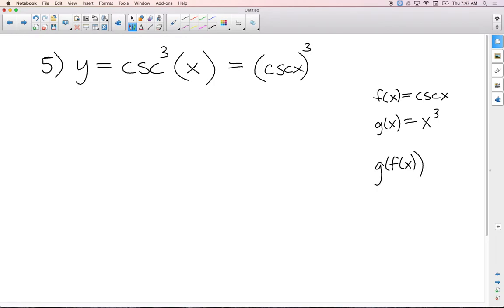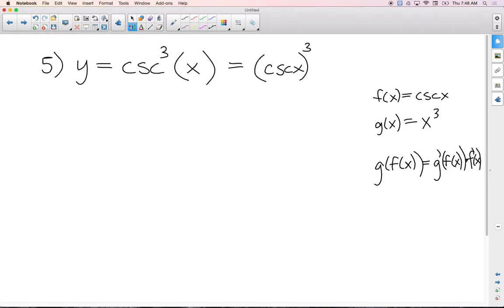The way the chain rule works is it's the derivative of the outside, evaluated in terms of the inside, times the derivative of the inside. Let me say that again: the derivative of the outside in terms of the inside times the derivative of the inside. Now I did this for my other class. Let me just go ahead and do it for you guys.